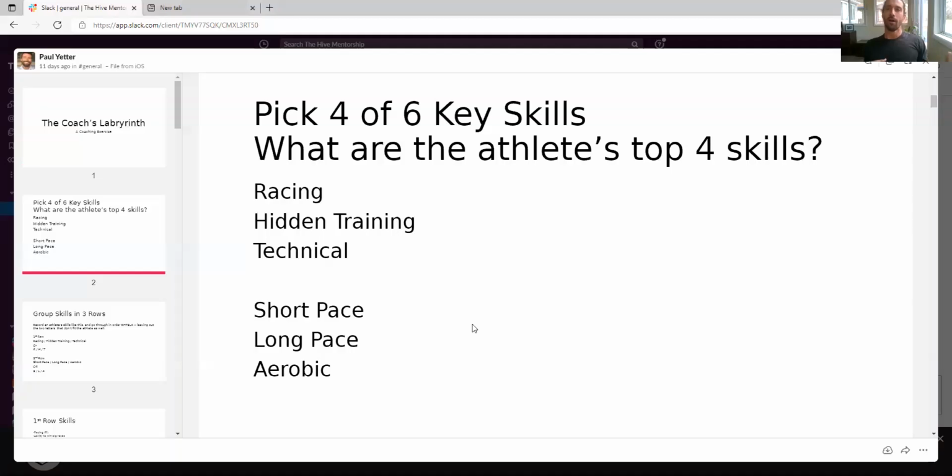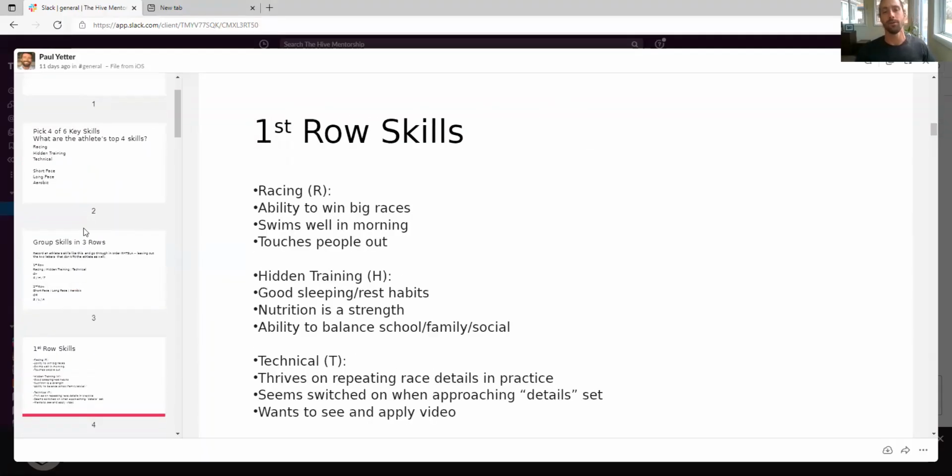So it's kind of like you have the Myers-Briggs personality test, you have the Enneagram personality test. This is like a how you train and how you race personality test for swimmers. All right, so they're great racers, they're great with hidden training, they're great with technical stuff, they're great with short pace, long pace, or aerobic. So these are the 6 things. I've got them grouped here and defined for you.